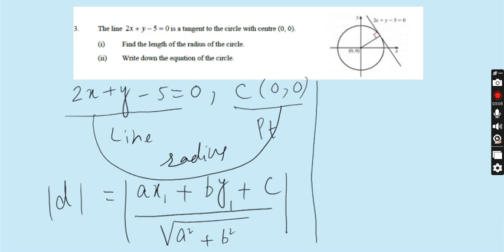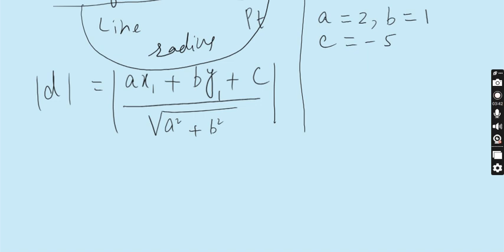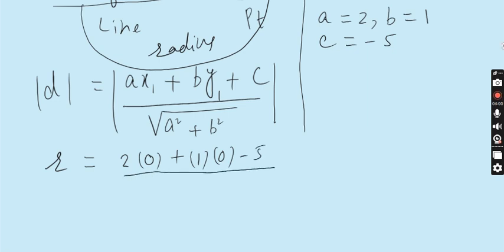Now, what is x1, y1? x1, y1 is the point, and the point is 0, 0. What is a? a is the coefficient of x in the equation of the line, in this case 2. b is the coefficient of y in the given equation, in this case 1. And c is the constant term in the line, which is minus 5. So put these values in the formula. d equals, here d represents the radius, a is 2, x1 is 0, b is 1, y1 is 0 and c is minus 5, upon the square root of a square, 2 square, plus b square, 1 square, with modulus sign.